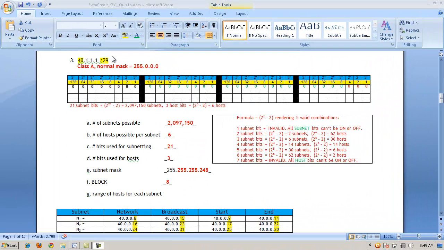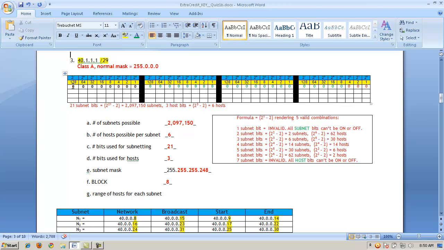Here's our next problem, and again, it's a Class A. How do we know? Well, we look at the first octet, and that's within the range of 1 to 126 for a Class A. And that also tells us a few other things. We know a normal mask for Class A is just 255, the first byte, and then 000. And we know the normal CIDR would just be CIDR 8. So if we see CIDR 29, we can therefore calculate how many bits we're using for subnetting. So if normally a Class A is only CIDR 8, and I see CIDR 29, I know, in this case, I'm using 21 bits for subnetting.